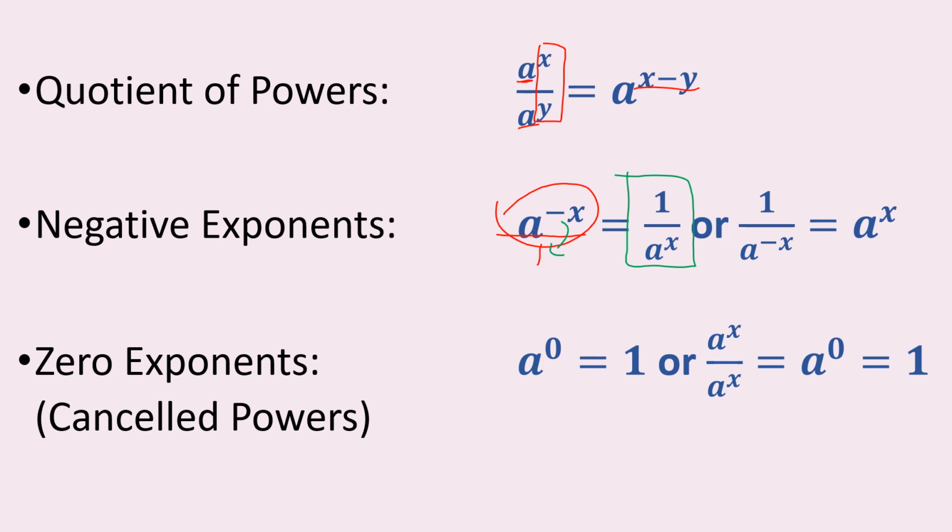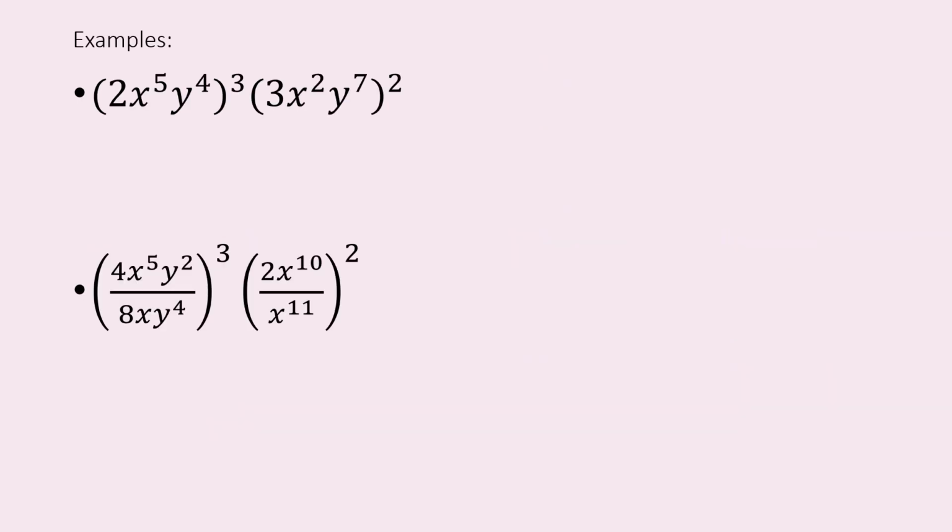If it started on the bottom, and it had a negative exponent like this, it moves to the opposite side of the fraction, which means it moves up to the top, and it becomes a to the x over 1. Anytime we have a 0 exponent, or if exponents canceled, remember we're really subtracting these, x minus x would equal 0. Okay, anything to the 0 power equals 1. Now with that in mind, let's do a few examples.